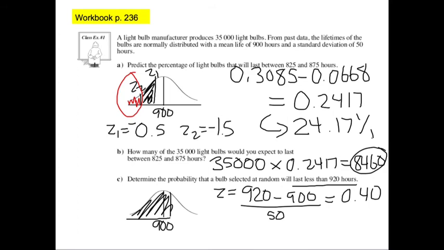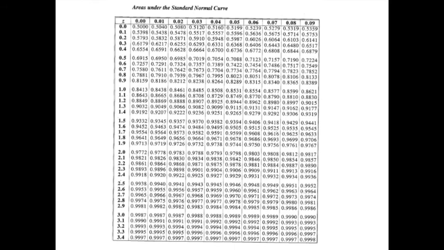So z is equal to 920 minus 900, all divided by 50, and your z-score is going to be 0.40. Alright, so let's check that out on our z-score tables. Since it's positive, we're going to look at the positive z-score tables. The first 2 digits are 0.4, and the last digit is 0. Look down and look over. In that case, your area is 0.6554. So that is your probability that a bulb selected at random will last less than 920 hours.